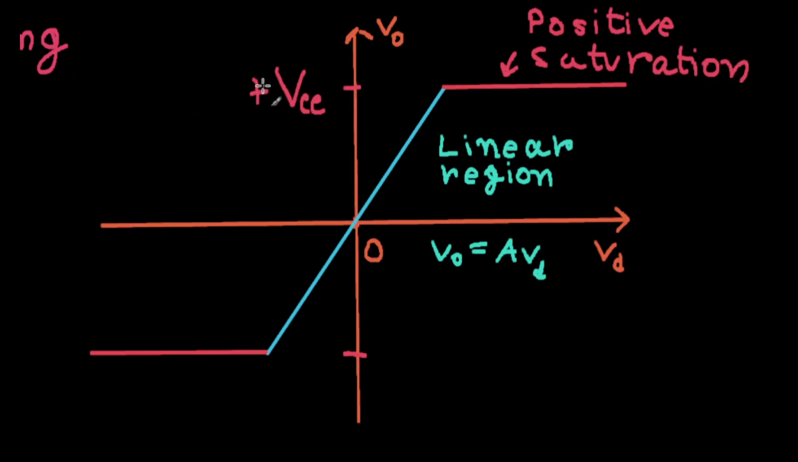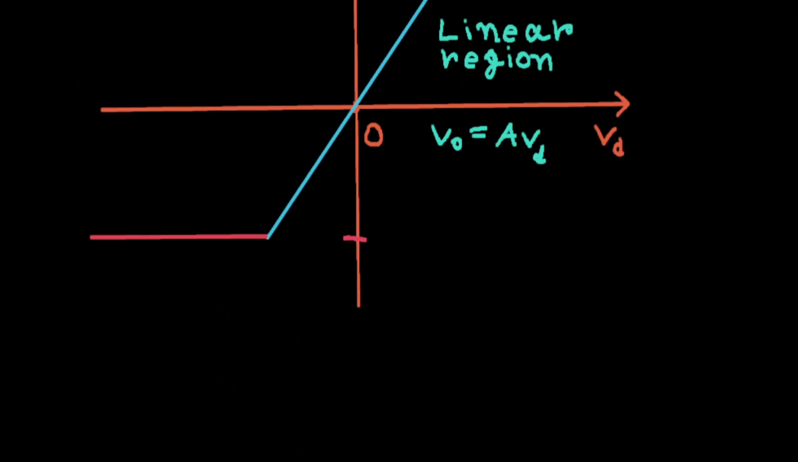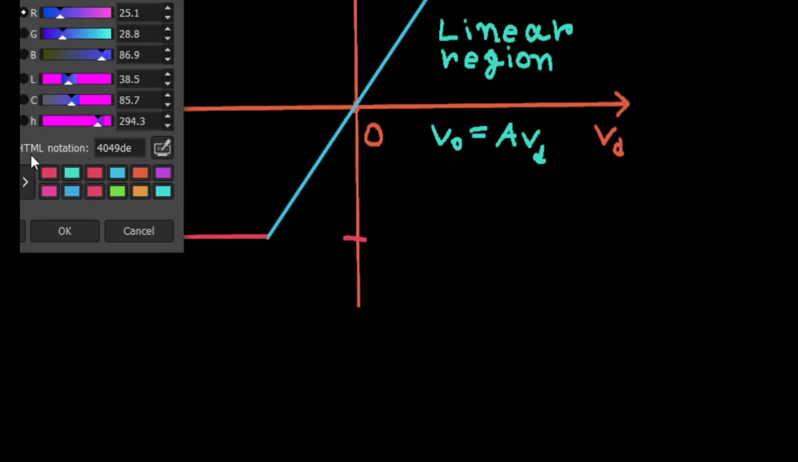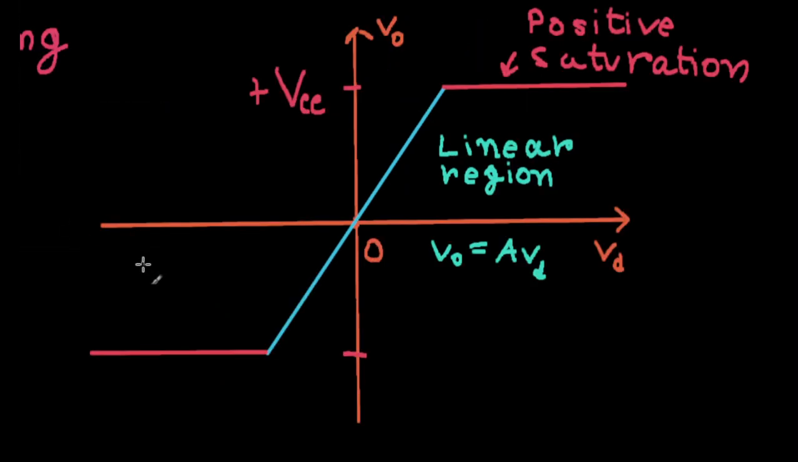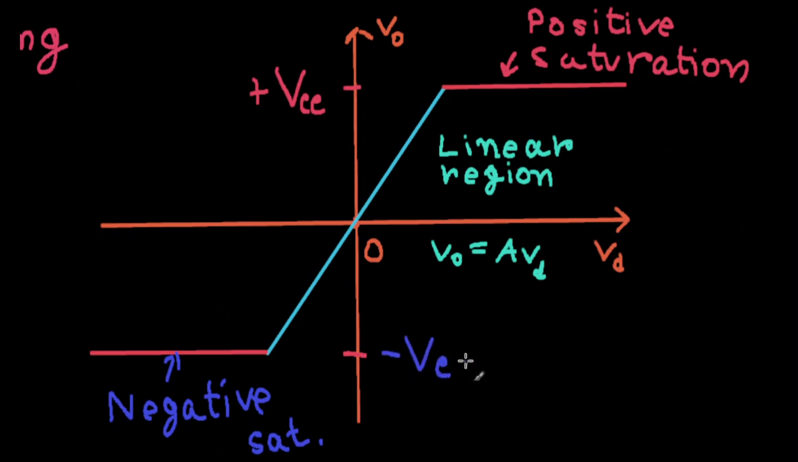And below, you actually have your negative saturation. I think the naming is obvious here. So that was positive, so this was negative. I'll just write sat. So negative saturation, and the value here is negative VCC. All right, so this is how our non-ideal op amp, or practical op amp, actually operates.